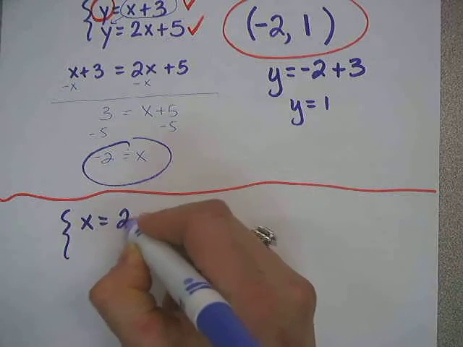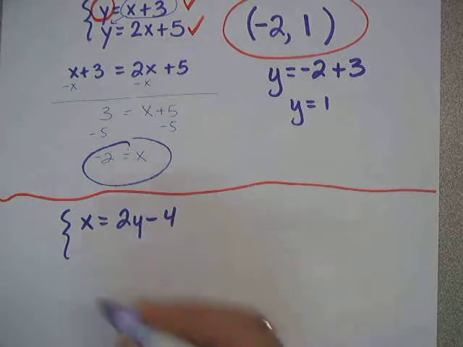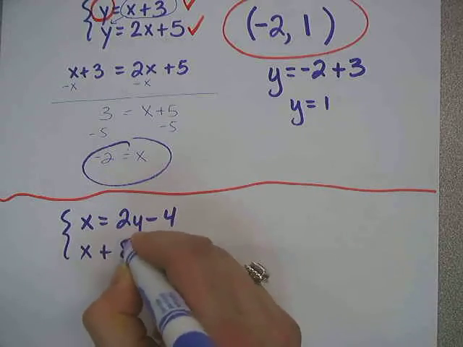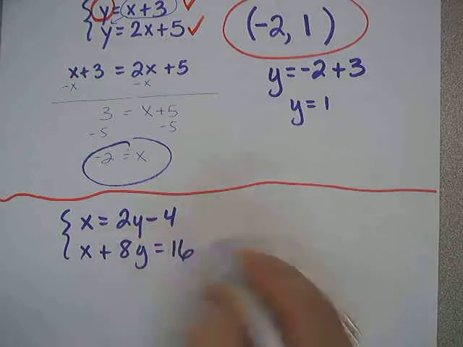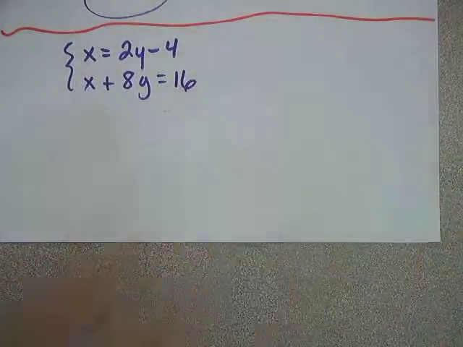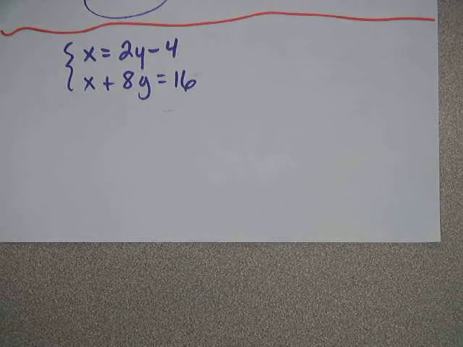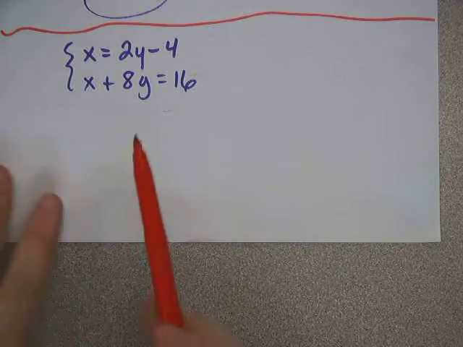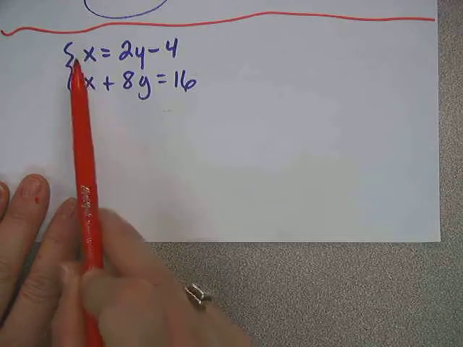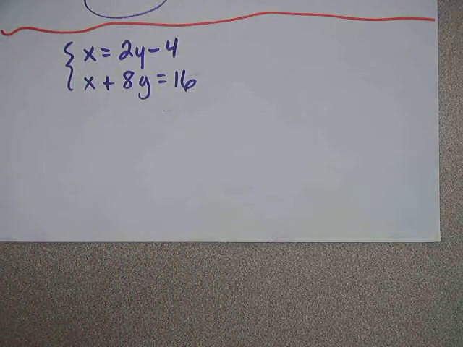So x equals 2y minus 4, and x plus 8y equals 16. And this is a better example of why you might want to use substitution. And the reason is, do you see that neither of these is already solved for y? So to graph them, we would have to do quite a lot of work.